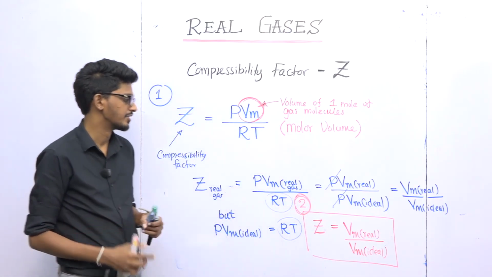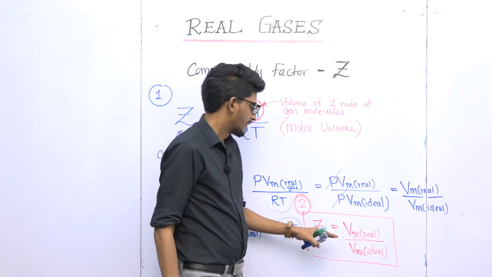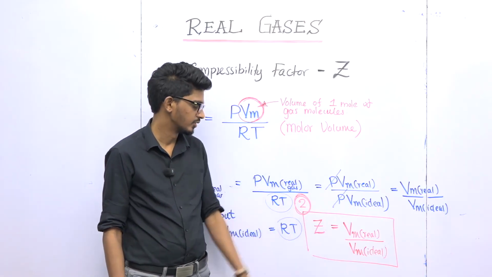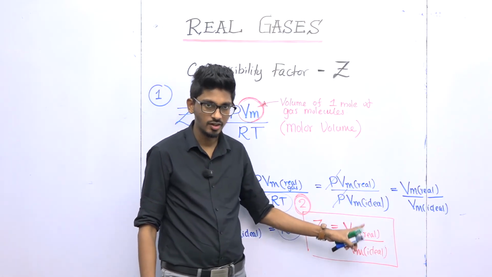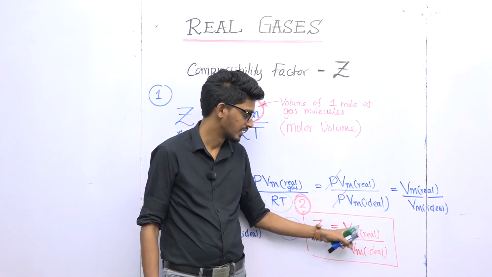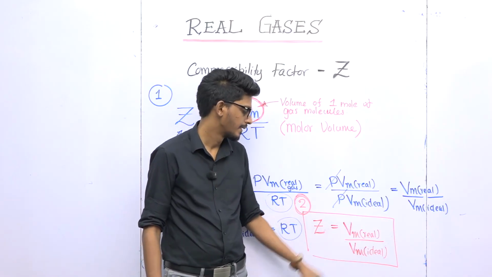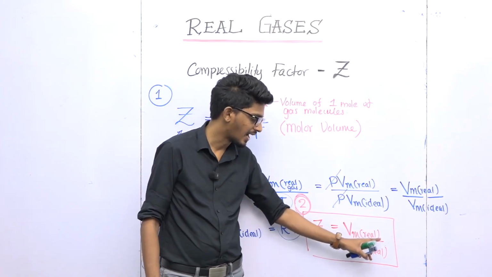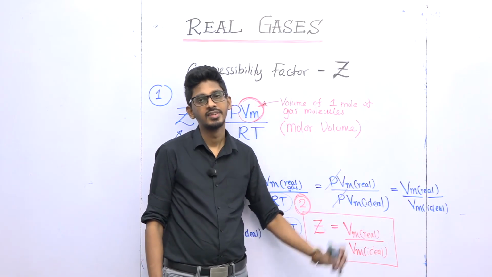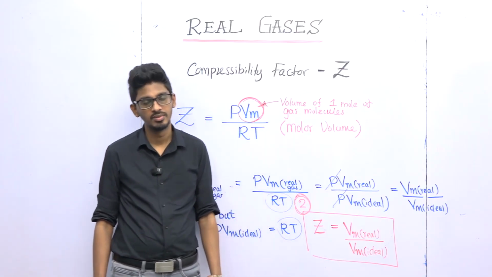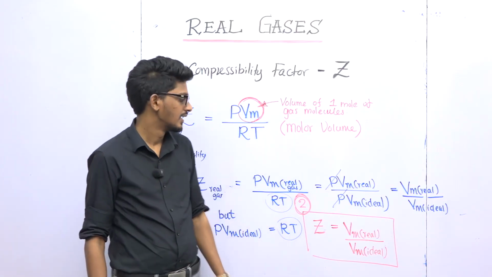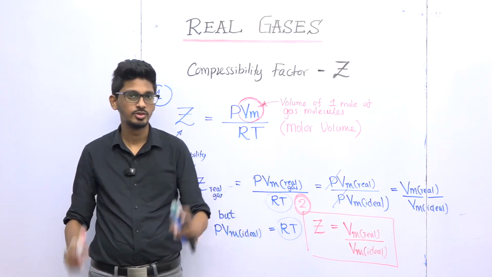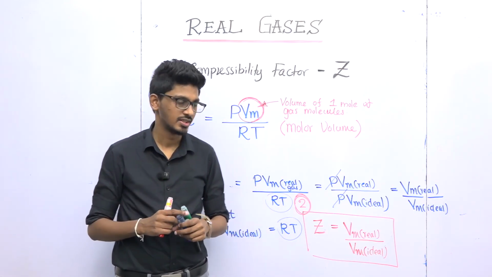What is the definition? The compressive factor of a considered gas is equal to the molar volume of that gas divided by the molar volume of that gas if it behaves ideally at the same temperature and pressure. That is the second definition. We came up with two definitions for the compressive factor.